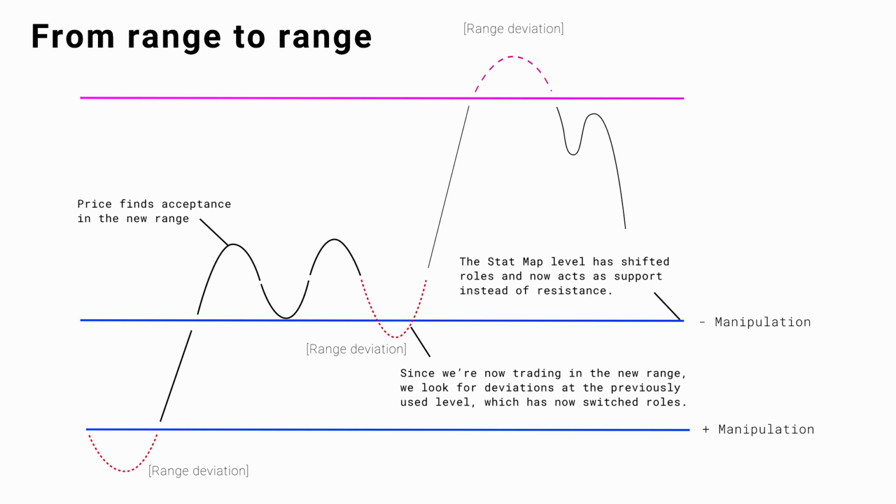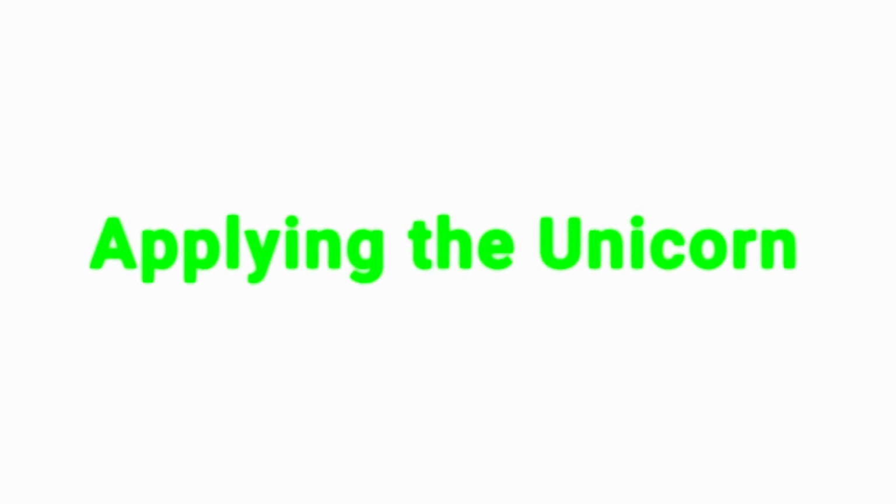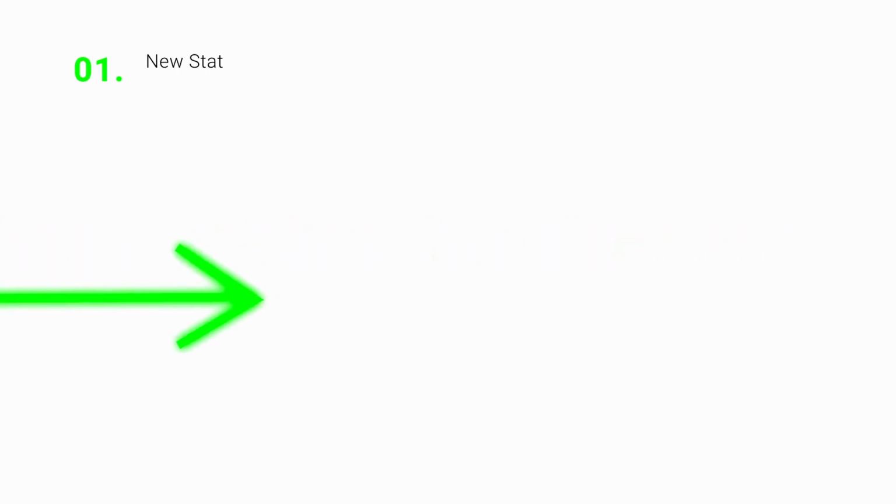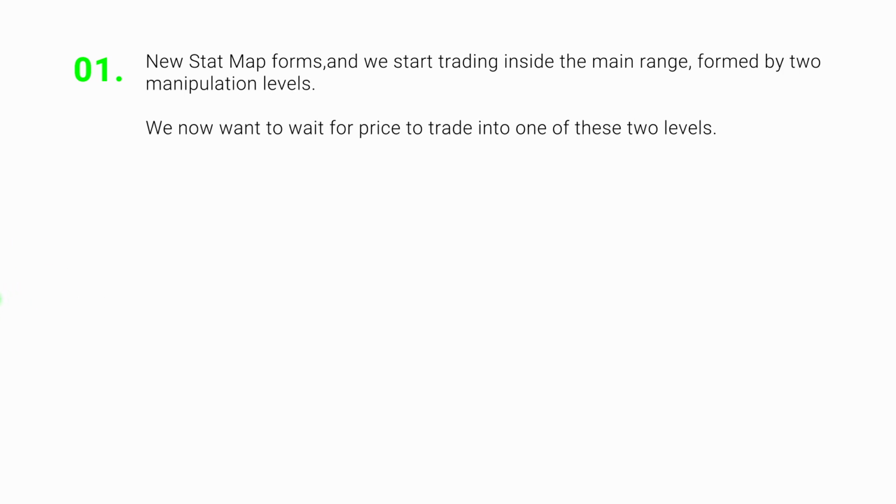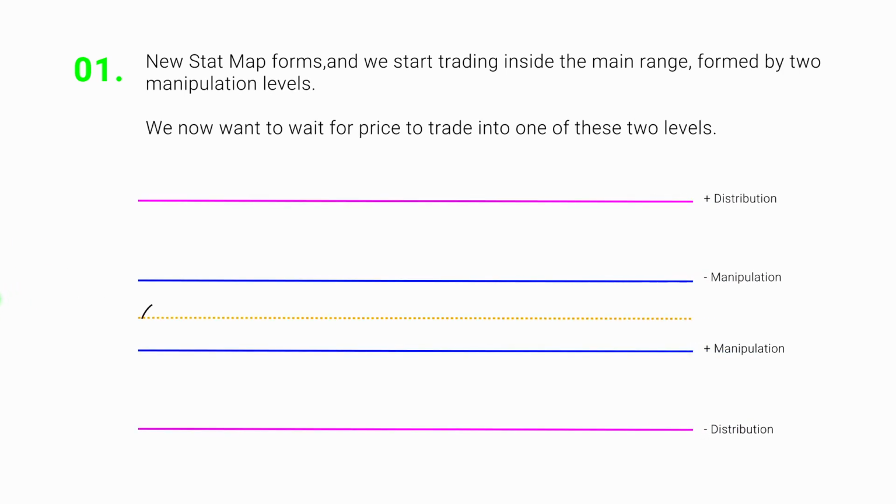That same principle applies for the opposite side of the stat map. In a bearish scenario, we look for price deviations at the level that switched roles, followed by a return to the range for potential entries. Now, let's combine everything we have covered so far into a full example, from finding deviations from the range to spotting our entry function for us to participate. First of all, we want to see a new stat map form.